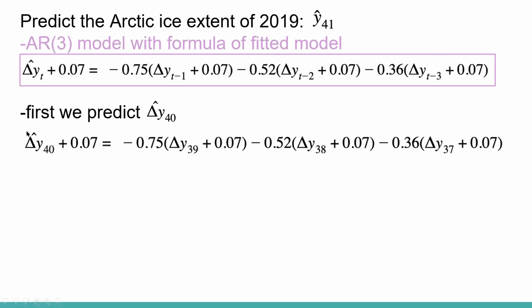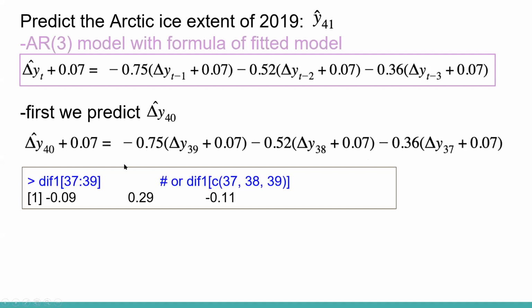But if I want to predict the difference of Y40, then I need to use the actual differences of Y39, Y38, and Y37. That's exactly what I'm going to do. In R, you just need to write diff of 37 to 39. For 37, for 38, for 39, R is going to give you the values, which means you know the value you're going to plug in here, here, and here. So you have the values for 37, 38, and 39.